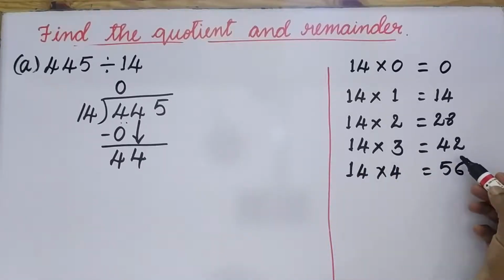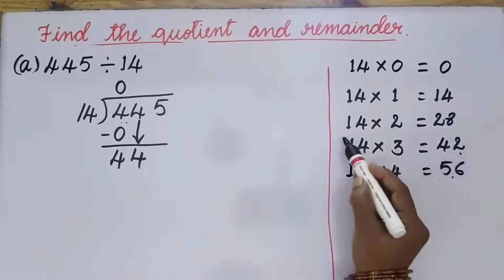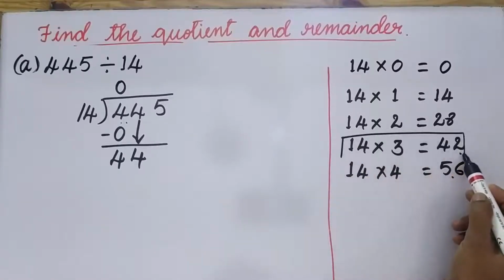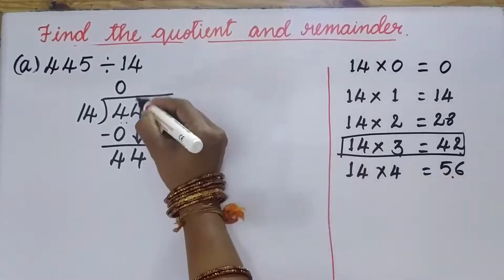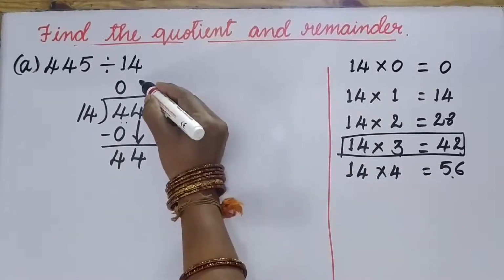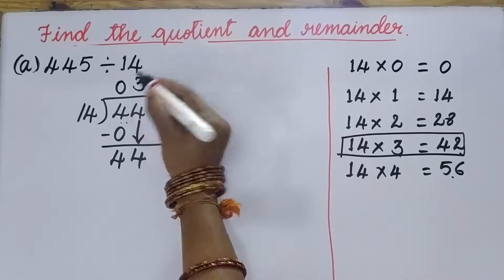Let us have a look here. 42, here we have 56. 44 will be in between, isn't it? So we need to go for the smaller number than 44. Then above this, whichever digit we have taken down, above that we need to write the quotient.